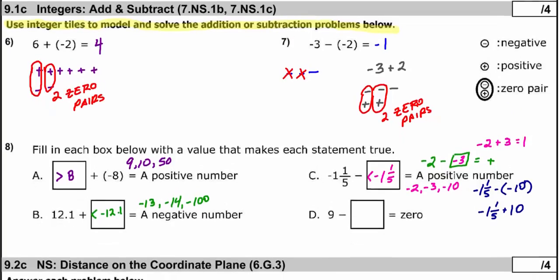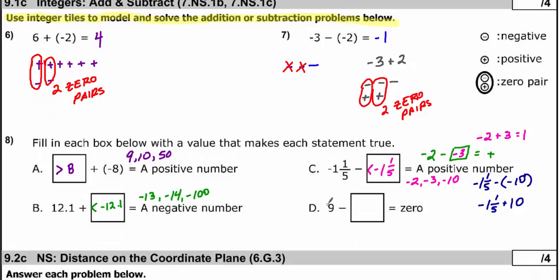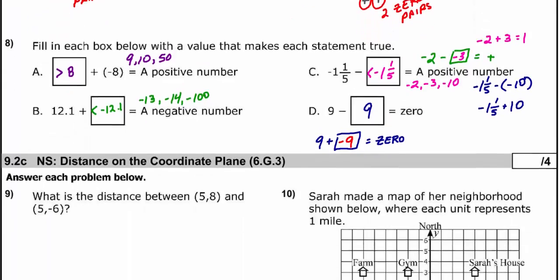And finally, letter D. If you want to take something away from something and get 0, you have to take away that amount. 9, take away 9 makes 0. Now, if you put -9, here's what you were thinking. You were thinking of 9 plus what equals 0. And yes, if you want to add to 9 to get 0, you have to add the opposite. If you're subtracting, you have to take the 9 away. All right, we're nearing the end here.